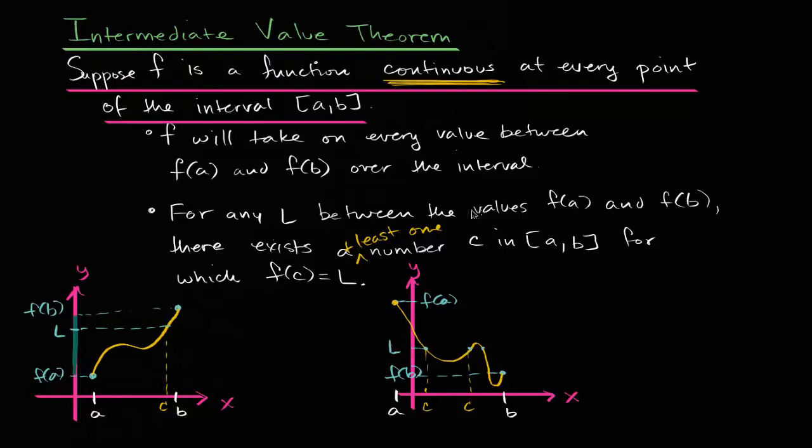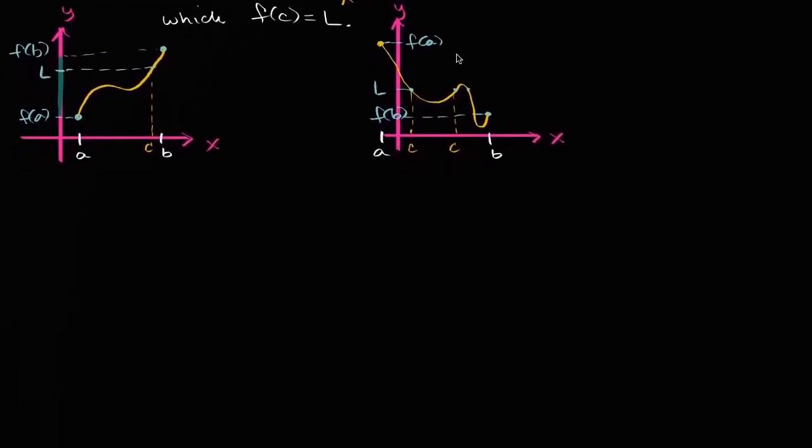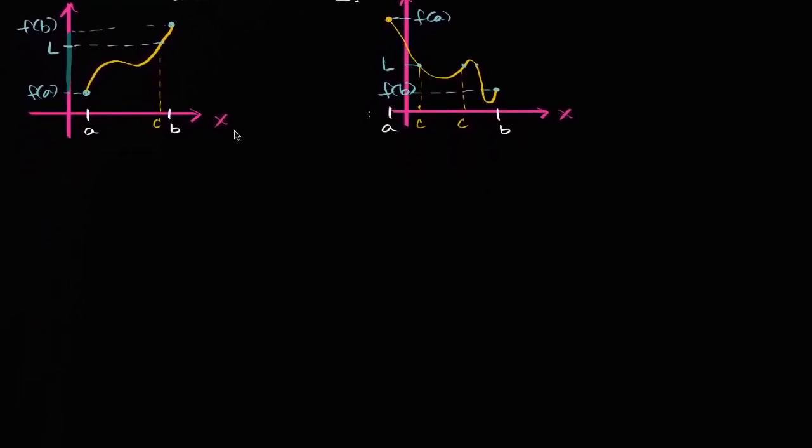And something that might amuse you for a few minutes is to try to draw a function where this first statement is true, but somehow the second statement is not true. So you say, okay, let's assume that there's an L where there isn't a c in the interval. Let me try to do that. I'll draw it big so that we can really see how obvious it is that we have to take on all of the values between f of a and f of b.